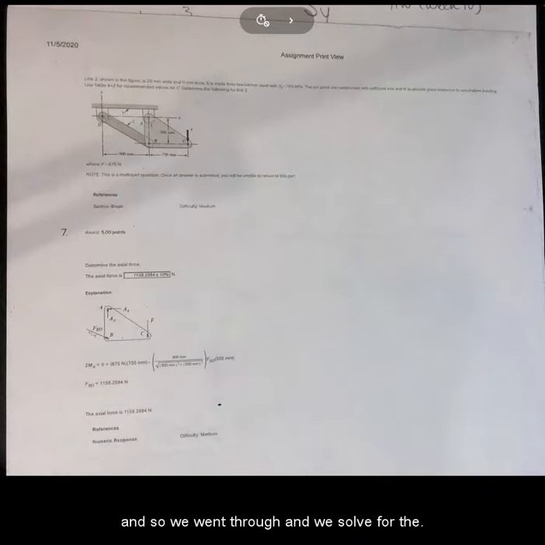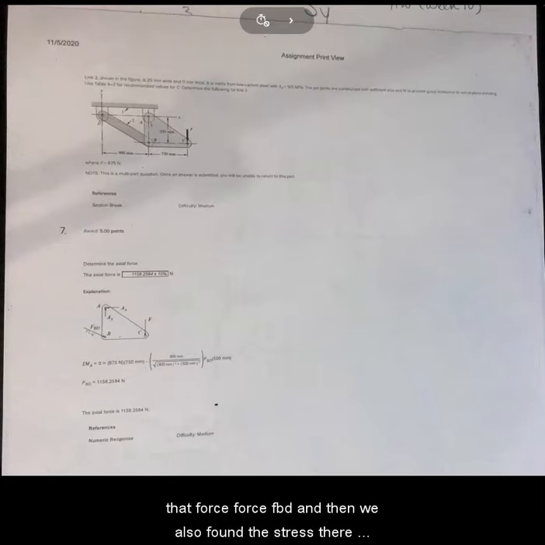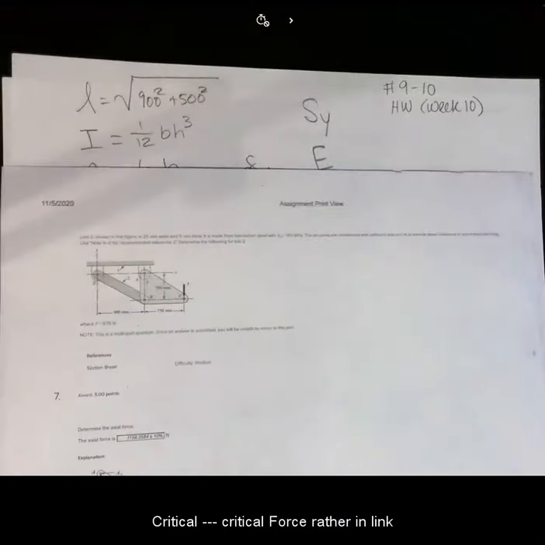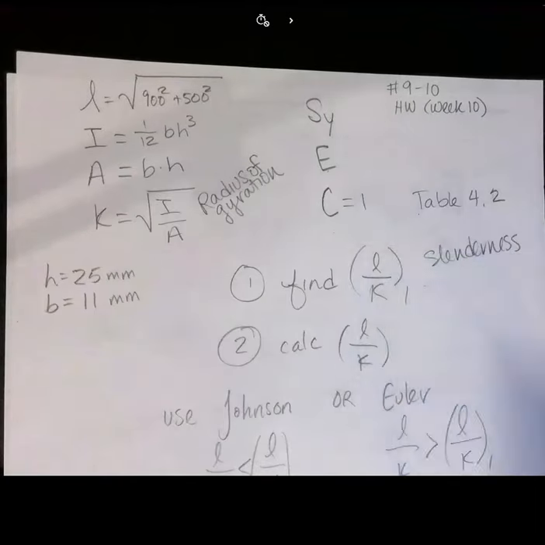And so we went through and we solved for the force in the two force member, link 2. We found that force from the FBD, and then we also found the stress there. But what was more important was identifying the critical force in that member.